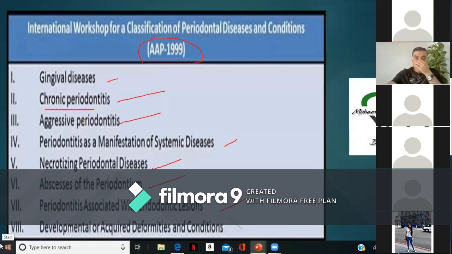This one changed later, but I need to go through this one so we can compare it with the new one. There are some changes. Chronic periodontitis is consolidated, this one is consolidated, abscess is discounted and others are discounted, and we'll see how it has changed.